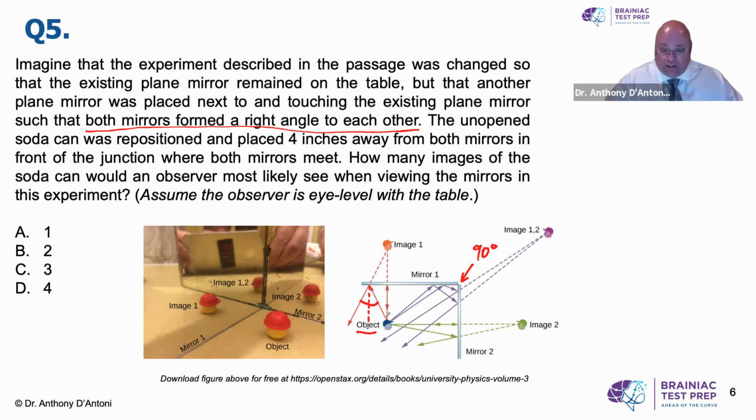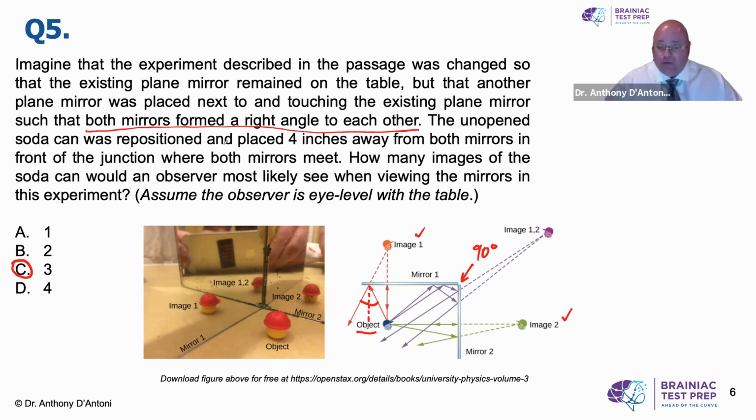So when you start to draw these ray diagrams, you start to see that there would in fact be 3 images that could be formed. So C is the best answer. Now, how would this be? Well, if you look from the starting point of the object, if you look in mirror 1, this is what the person would see. You would see image 1. If the person looked at mirror 2, they would see image 2. So we have image 1, image 2.